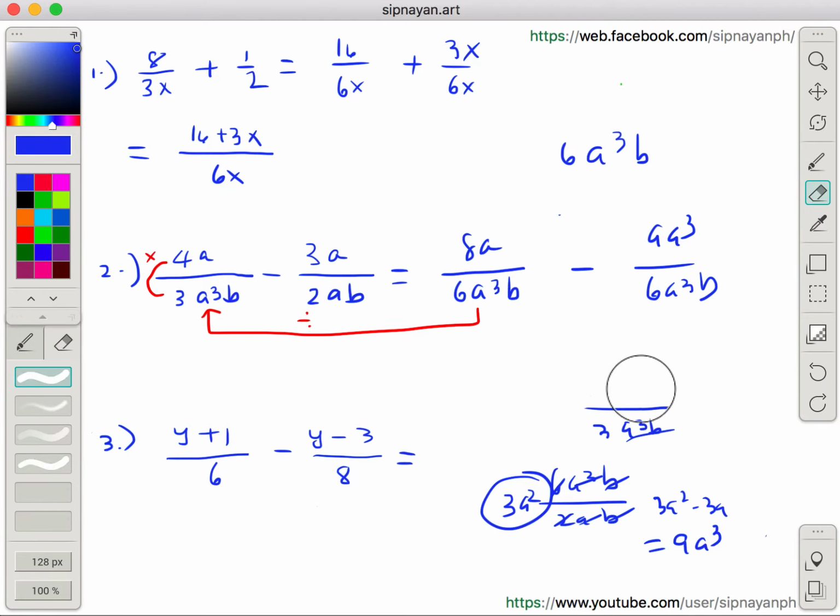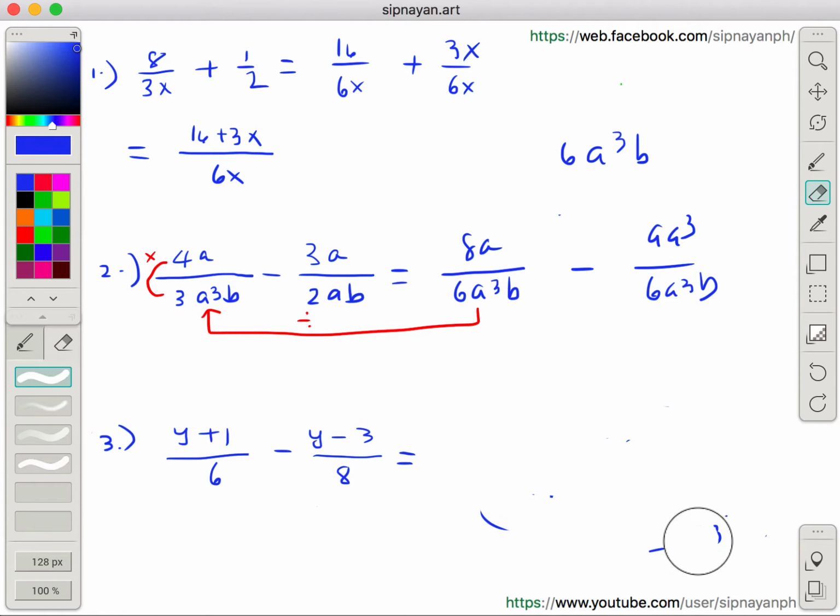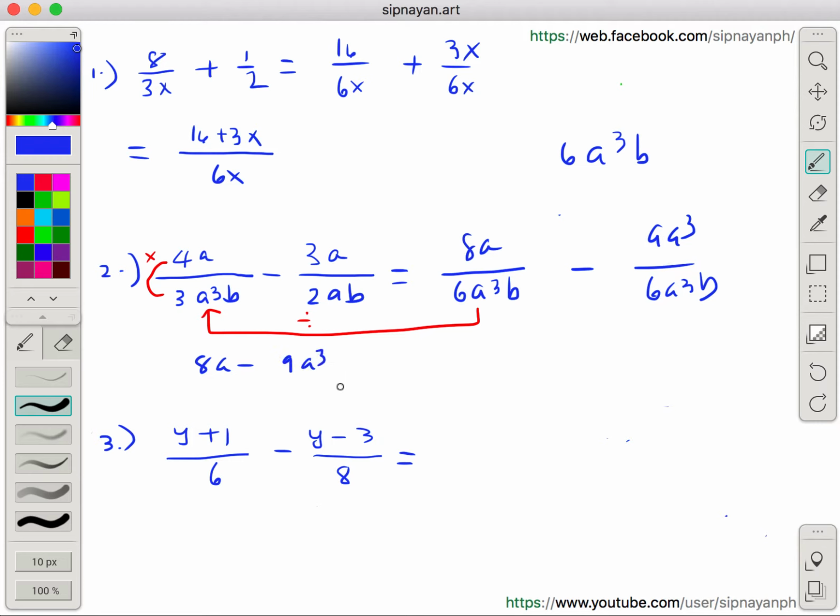Next, we can now make it one fraction. So it becomes 8a minus 9a cubed over 6a cubed b. So the question: is this the final answer?